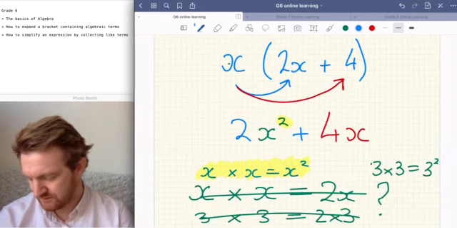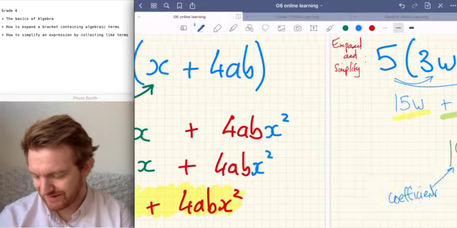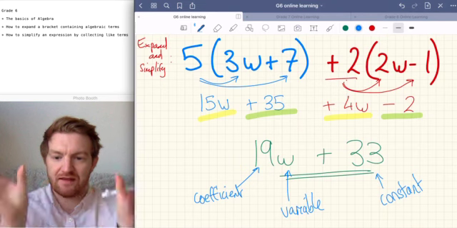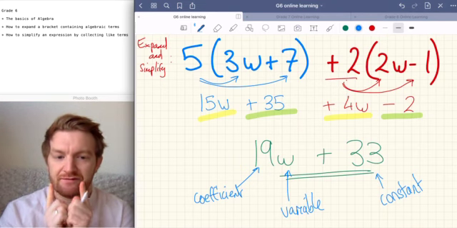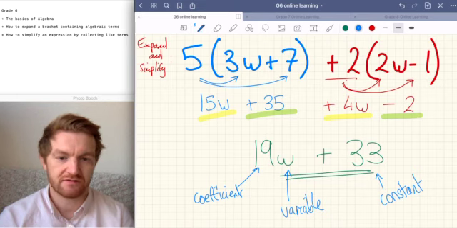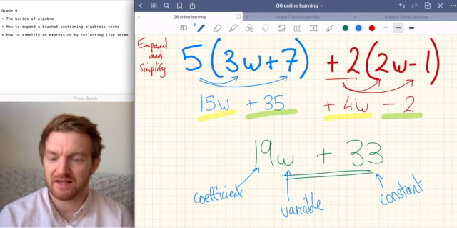And when you're asked to expand and simplify when you've got more than one bracket, you do each bracket separately and you put them together and you're careful of the positives and negatives. So give this a go, see how it works. There's a few questions to try, they get harder as they go along, and we'll see how this goes.